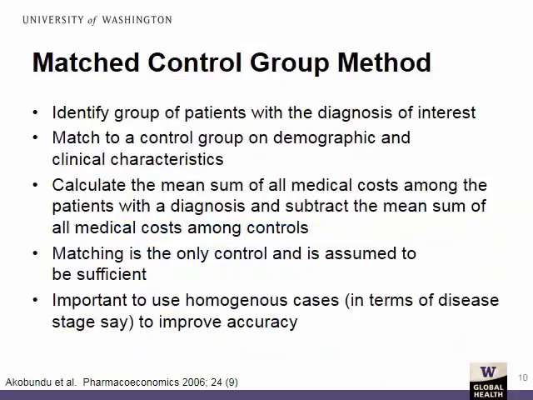The other method is the matched control group method. Again, you identify a group of patients with the diagnosis of interest, and then you identify a control group and you match the patients with the disease of interest to the control group, and you use demographic and clinical characteristics. And you hope that matching achieves sufficient control. And then you calculate the mean sum of medical costs among the patients of interest and subtract the mean sum of medical costs from the controls. And it's good to have a homogeneous case mix in terms of things like disease stage and comorbidities, and this improves the accuracy of the method.